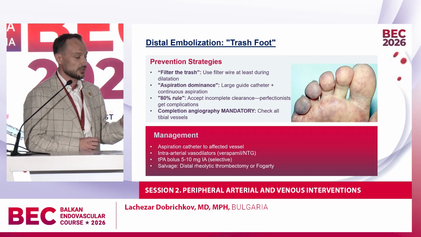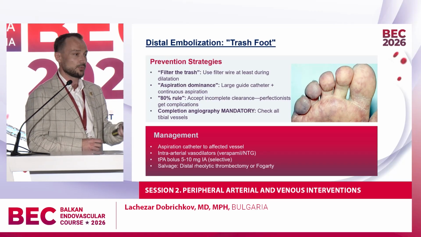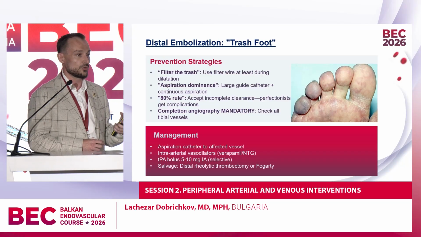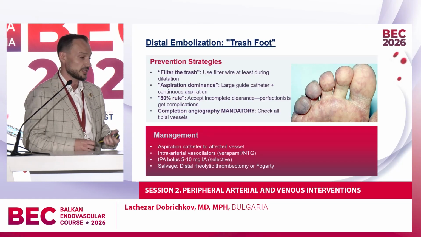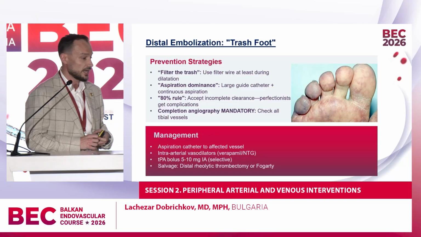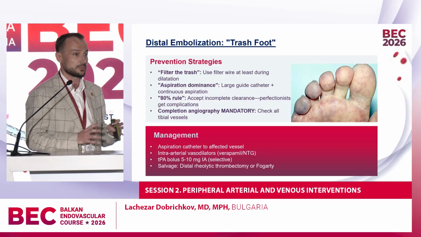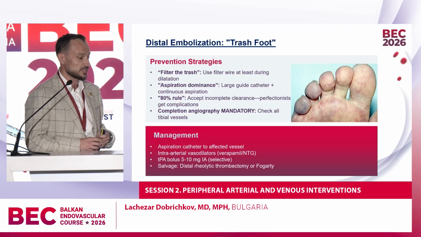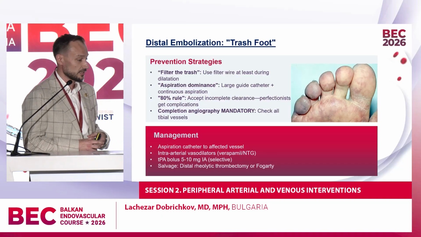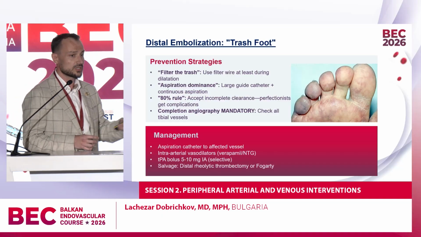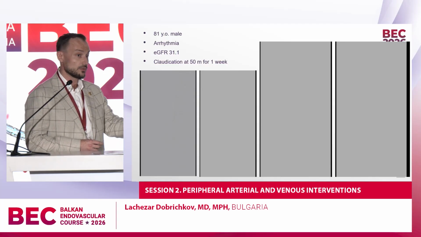There is another technique described. I've never tried it: to push the thrombectomy catheter through a large 7 French or above guiding catheter and aspirate through the catheter. That might help, actually. And also we should accept incomplete clearance. Around 80-85% of thrombus clearance sometimes is enough, usually is enough. Perfectionists get complications. And of course, at the end, we should always complete with a final distal angio and see how the contrast moves.